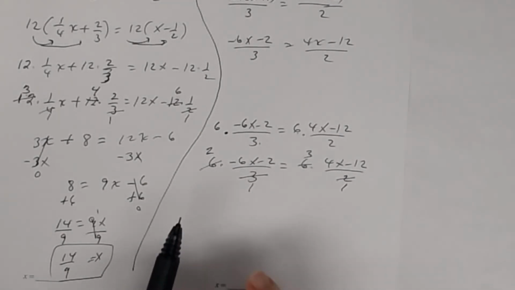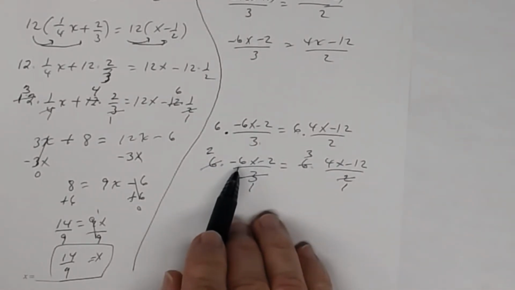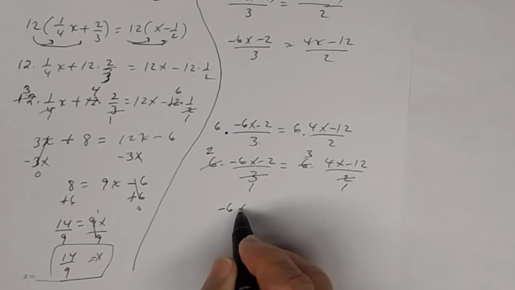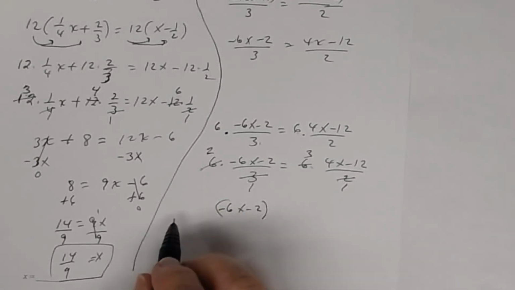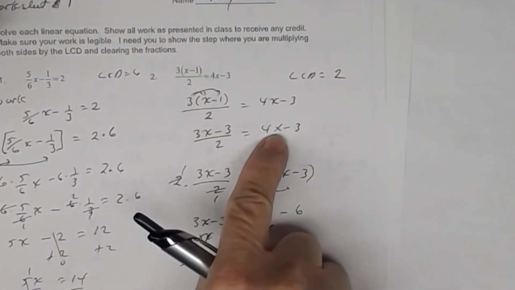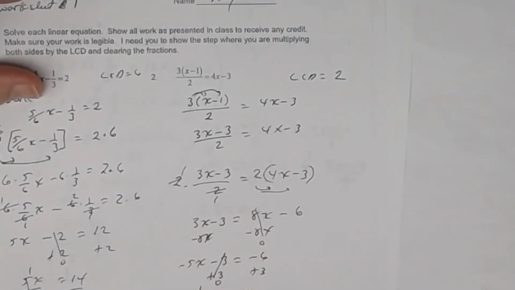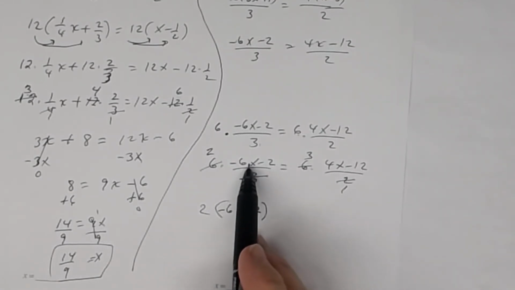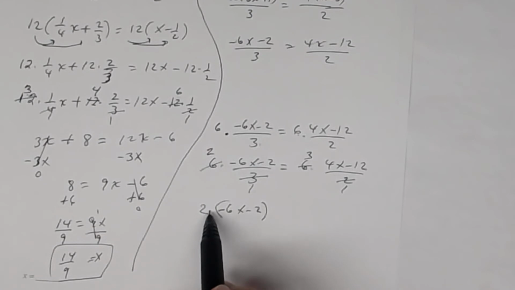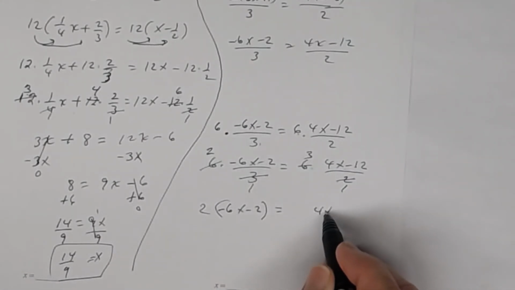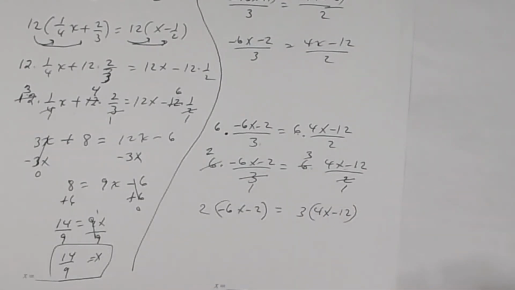All right, now this is where you've got to be careful. All of this numerator, that negative 6x minus 2, is being divided by 1. So all of this, 6x minus 2, has to be multiplied by this 2. So you've got to put that in parentheses, just like when we had this expression and I was multiplying it by 2, I had to put all that in parentheses. It was very important you recognize that every term in this numerator has to be multiplied by 2. The same thing over here. Every term in that numerator, 4x and a negative 12, has to be multiplied by 3.